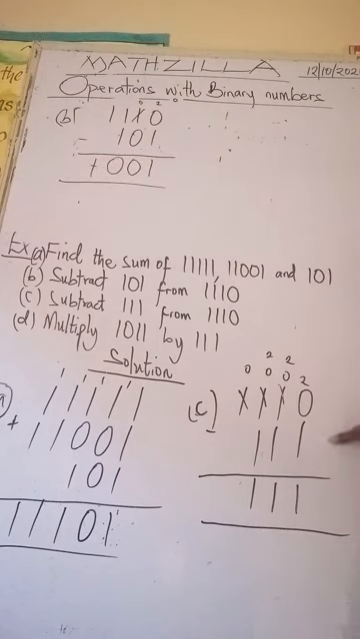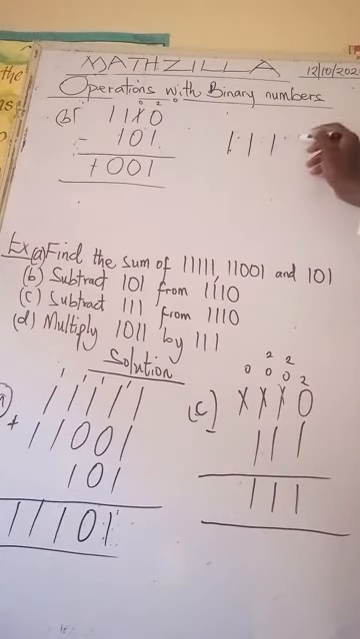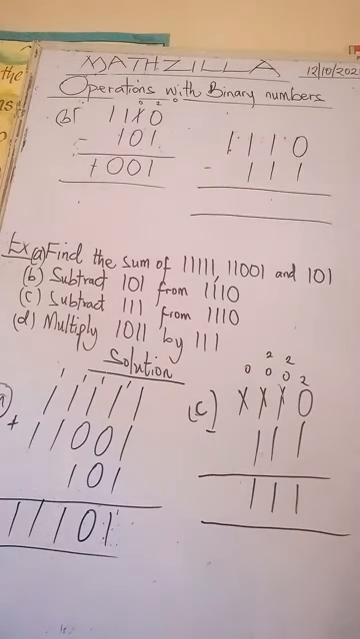I want to re-explain this C part again. Let me re-explain it. I know some of us have not gotten it very well. 1, 1, 1, 0 minus 1, 1, 1. 0 minus 1 is not possible. So you borrow from here. When you borrow from here it is 0. If you bring it here, it is 2. 2 minus 1 is 1.